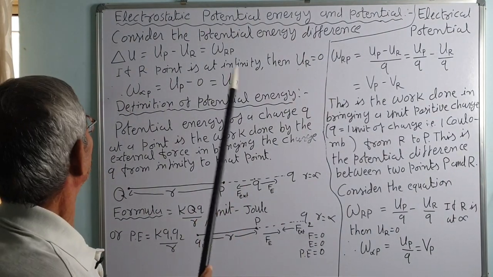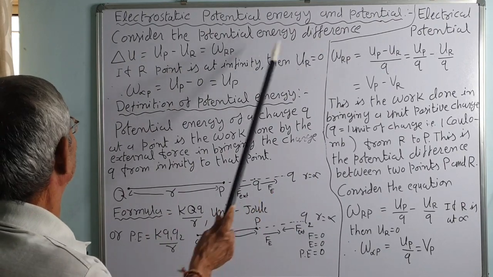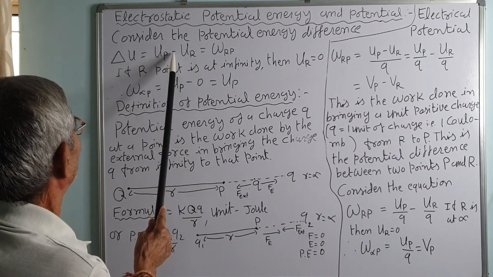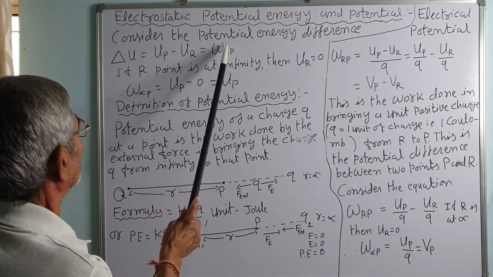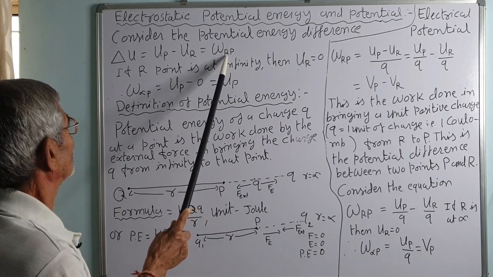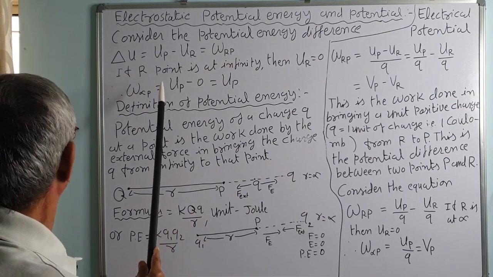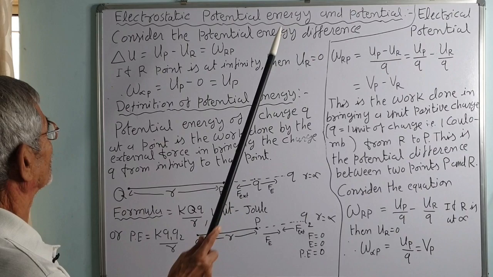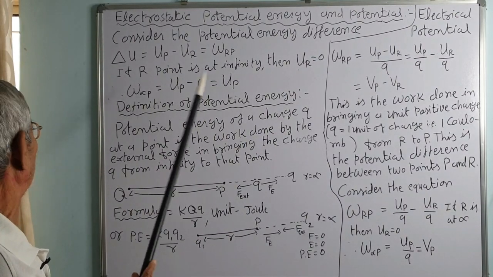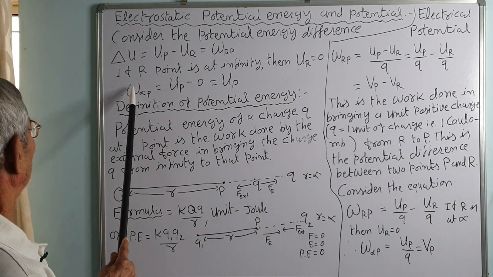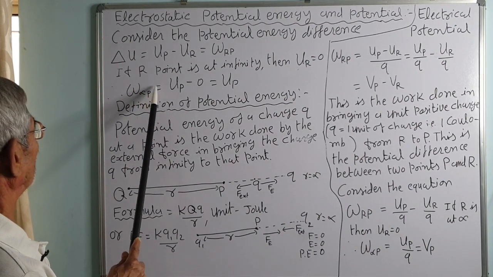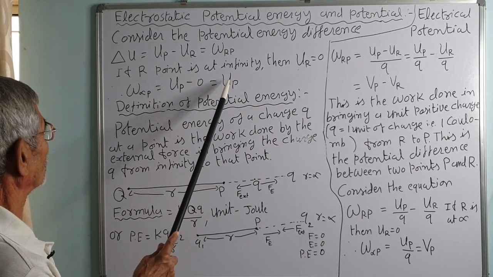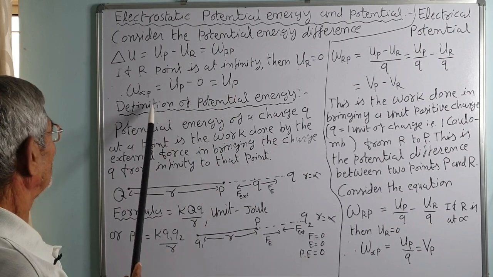Electrostatic potential energy and potential. Consider the potential energy difference, as we have already seen in the earlier lecture, that is delta U equal to UP minus UR. That is the work done when test charge Q is brought from R to P in the electric field of a source charge capital Q. If point R is at infinity, then UR, the potential energy at infinity, is 0. There is no field, it is out of field at that point. Therefore, work done from infinity to P is equal to UP minus 0. The UR will be 0, correct? That is equal to only UP, the potential energy at P.